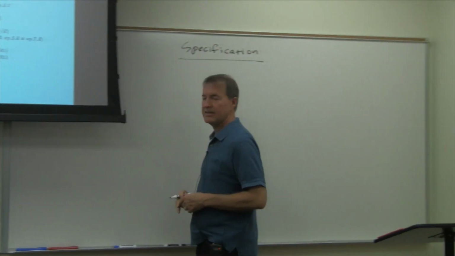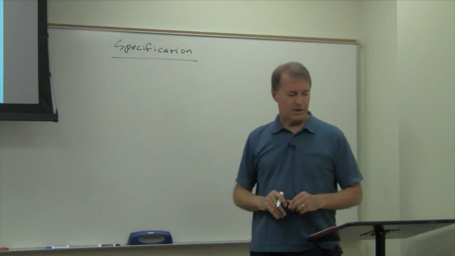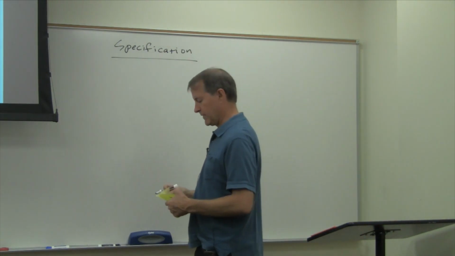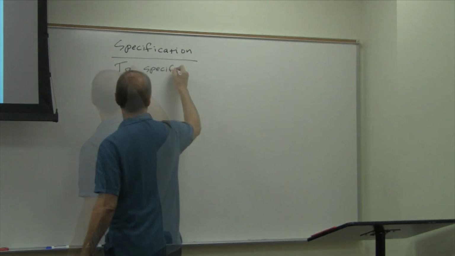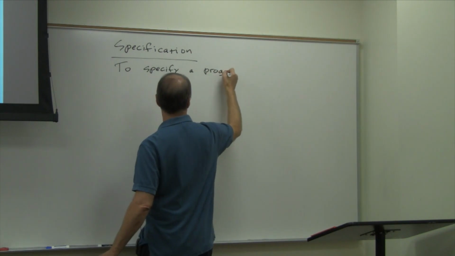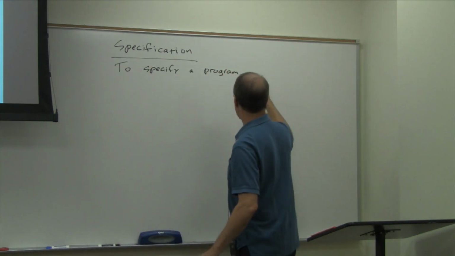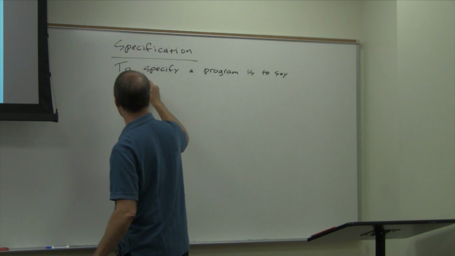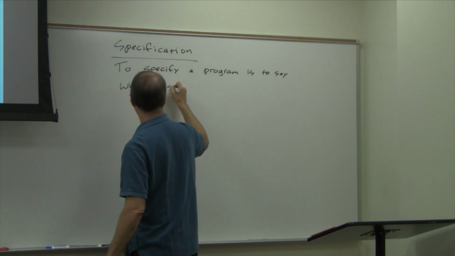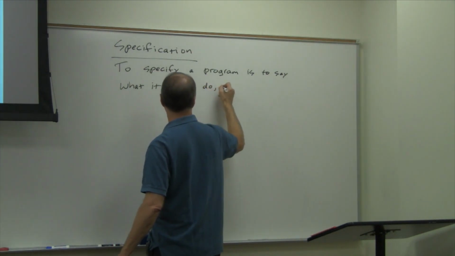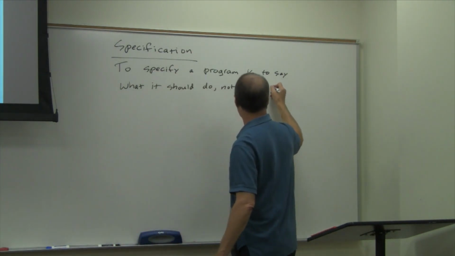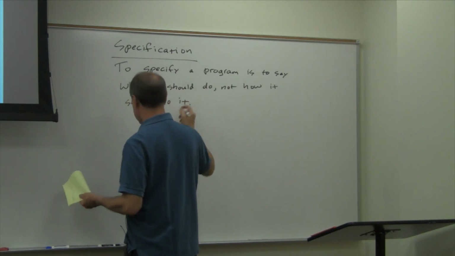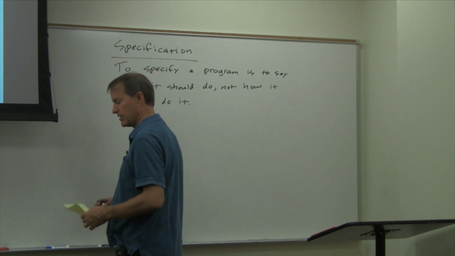the first thing we have to learn is specification, all right? The idea behind a specification. And here I want to write down what this is just colloquially, just informally, okay? To specify a program is to say what it should do, not how it should do it. And I tell you, this is a very important concept in software engineering.